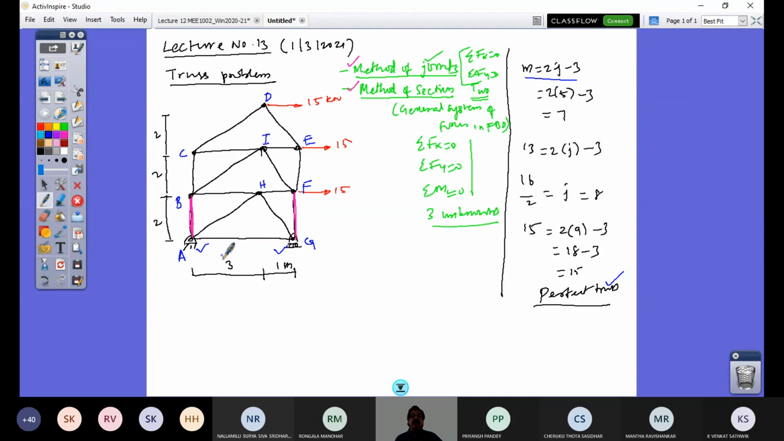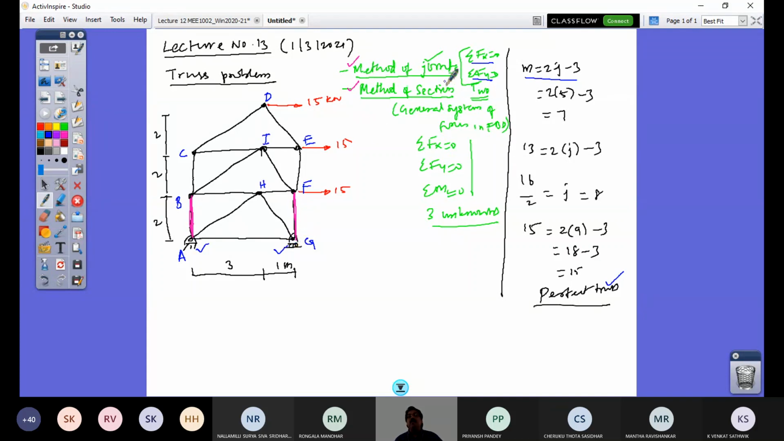I have to choose a joint. Suppose I start with joint A. Why am I interested to start with joint A? Because that has an unknown here. But you look here, there are three members at joint A. But I have only two equations, so that will not help me to solve for my interested member, because there are three unknowns. On the other hand, I come to joint G, the same situation. Here also I have three members, so I will not be able to open a joint with three unknowns.